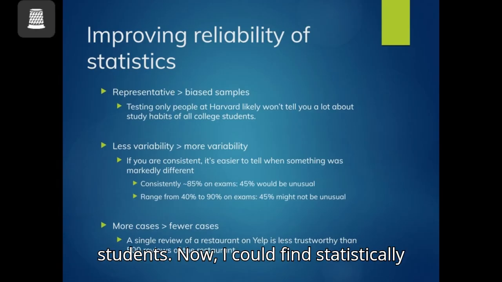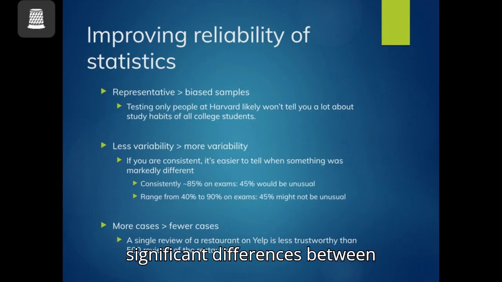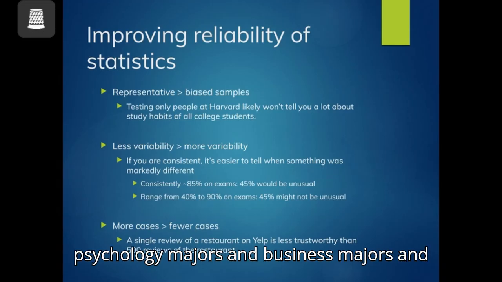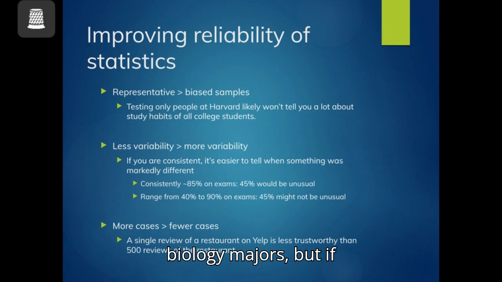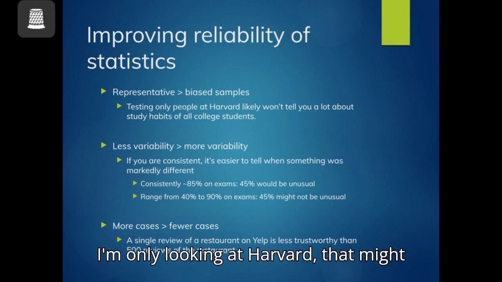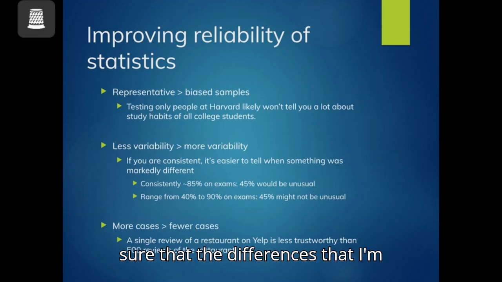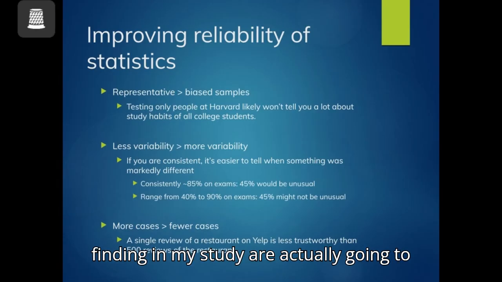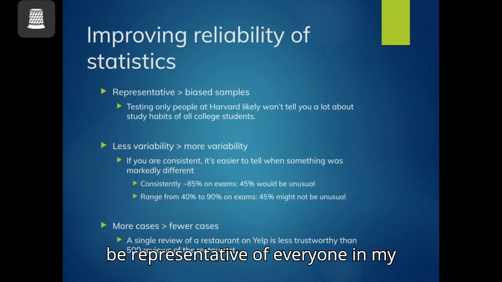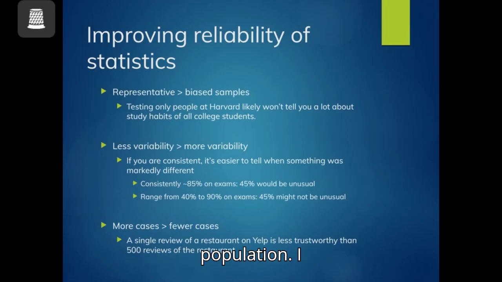Now, I could find statistically significant differences between psychology majors and business majors and biology majors, but if I'm only looking at Harvard, that might not tell me very much. So I want to make sure that the differences that I'm finding in my study are actually going to be representative of everyone in my population.